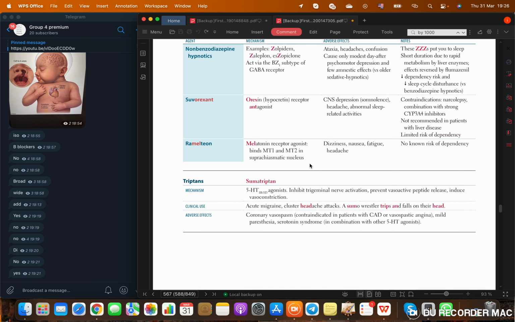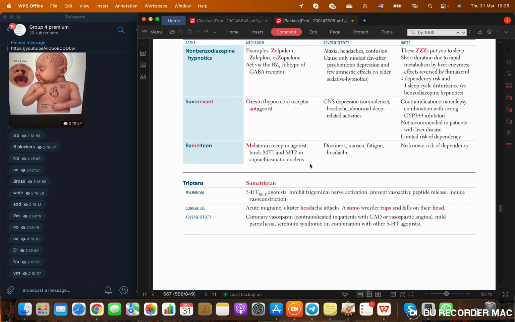The next medication is suvorexant, which is an orexin receptor antagonist. Hypocretin is the same as saying orexin. What is this orexin? What is this hypocretin? Let's try to get it. Orexin or hypocretin is a substance that regulates your sleep-wake circadian cycle, and you are actually able to measure this substance inside your cerebrospinal fluid. If it is low in your cerebrospinal fluid, what do you call this disease? Narcolepsy, okay? That's when the orexin is low inside the CSF.